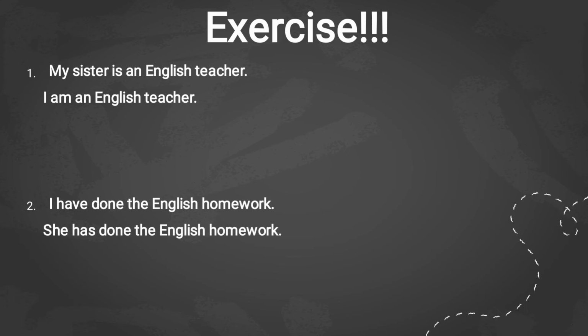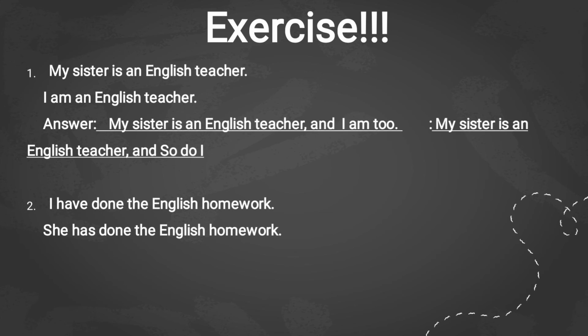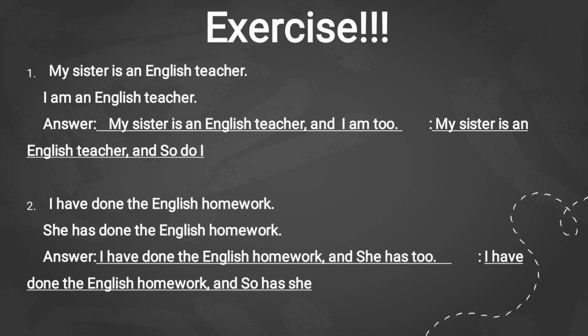Okay. This is the exercise. The sentences are: my sister is an English teacher, I am an English teacher. And it becomes: my sister is an English teacher and I am too. And the second one becomes: my sister is an English teacher and so am I. Okay, good. Okay, this is the second one.